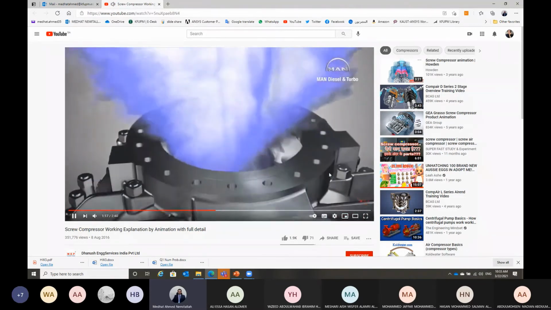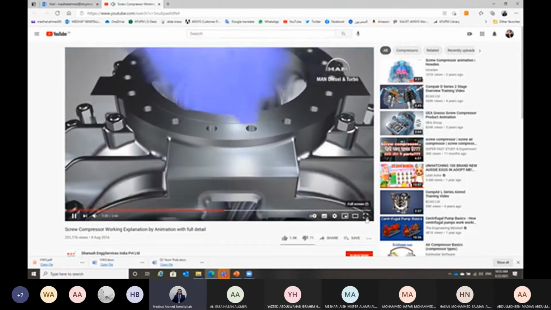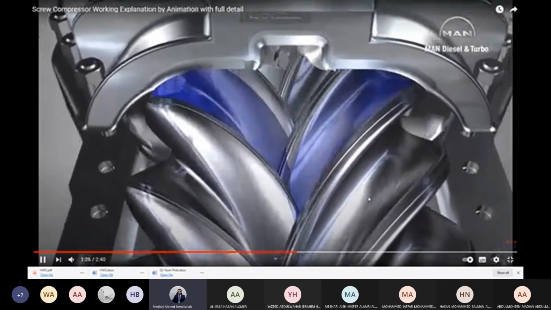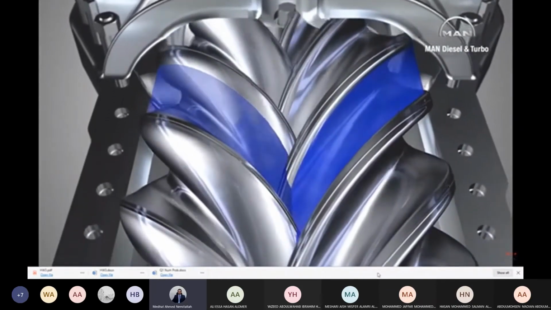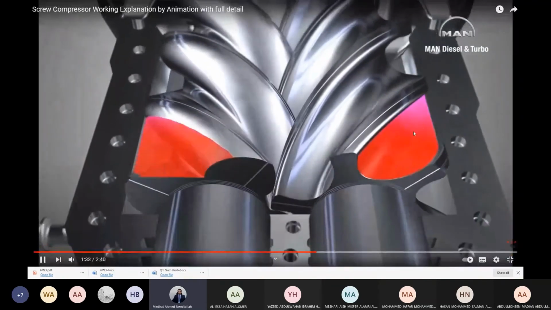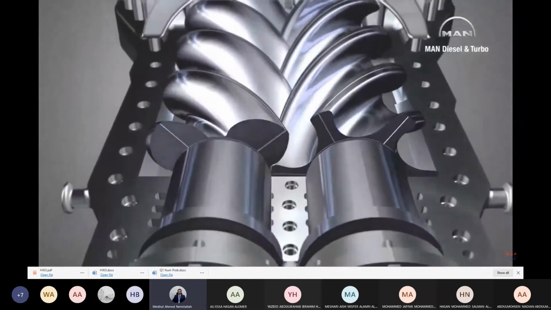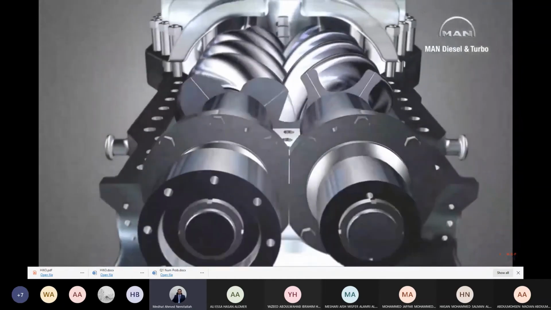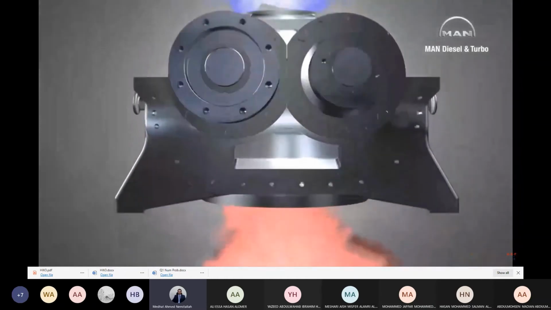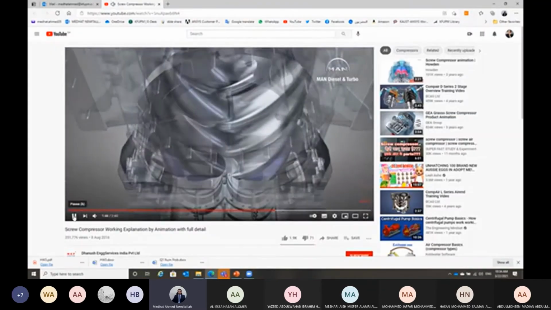To understand the compression process better, let's look at an individual chamber. It enlarges, is filled with gas, and then closed by a circumferential edge in the casing. The rotors now transport the gas to the discharge side, where the chamber shrinks and the retained gas is compressed. Let's view the process again.